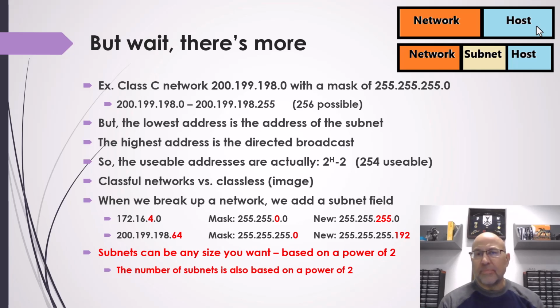Now, the minute we start messing around with the mask, we're moving from what we call classful networking to classless networking. And that's what this image above me is all about. So how does this work? Well, when we break up a network, we're going to add that subnet field. So in the earlier example of 172.16.0.0, when we break that up, we're stealing bits from the host portion. 172.16.4.0 is actually in the host portion of the network. So the bits that we manipulate are going to be in the third octet in this particular case.